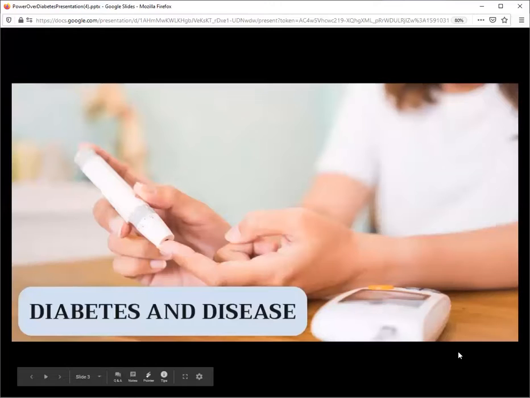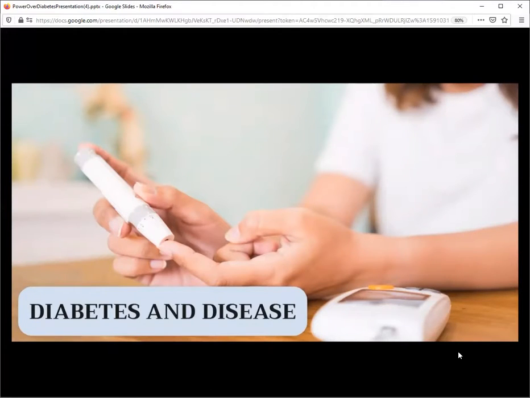So diabetes affects nearly every aspect of one's body system. It increases the risk of the following health complications: cardiovascular disease, stroke, neuropathy, kidney disease, gastroparesis, high blood pressure, high cholesterol, glaucoma, cataracts, cognitive decline, and cancer.